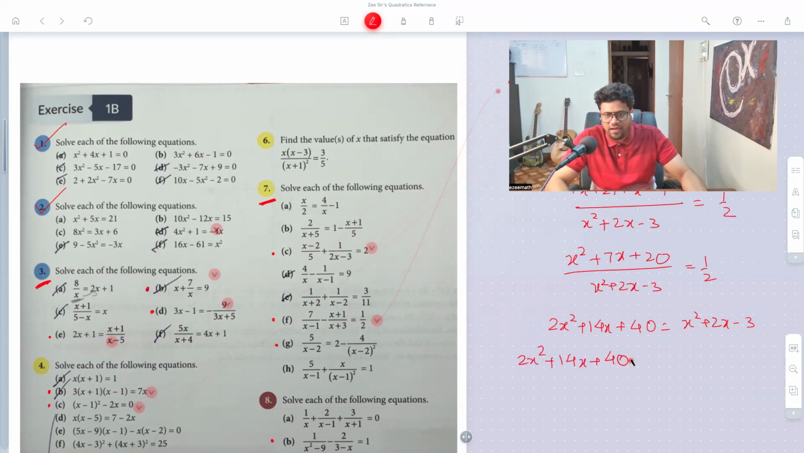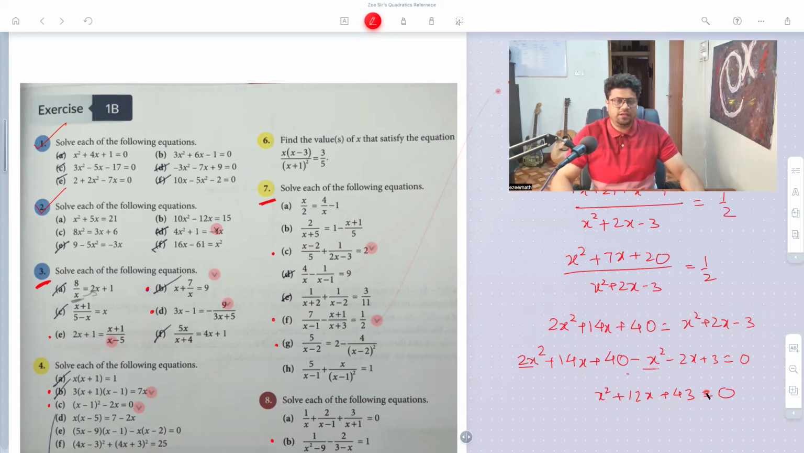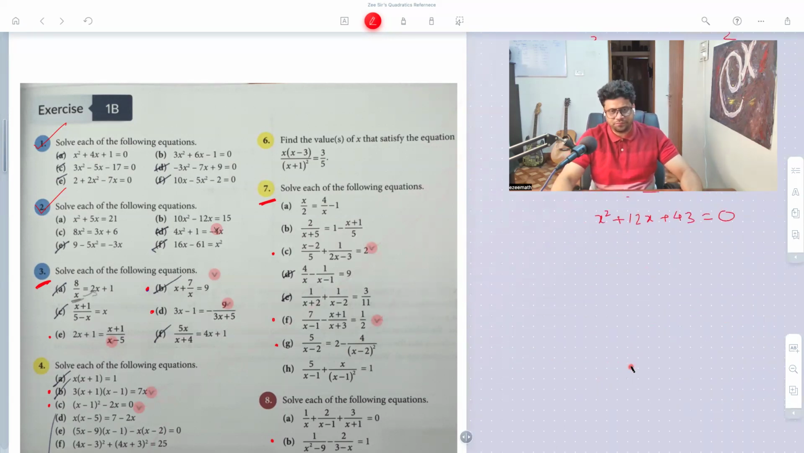Everything that you have on the right will move to the left, so this equals 0. 2x² − x² is x². 14x − 2x is 12x. And 40 + 3 is 43, equals 0. Again, a quadratic you can solve.